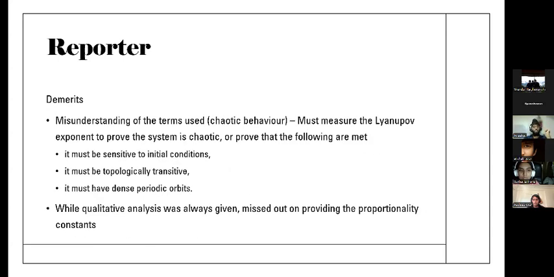Finally, for the reporter, I believe the reporter slightly misunderstands the terms they're using. More specifically, chaotic behavior. They say the system is chaotic, but for any chaotic system, you obviously have to measure the Lyapunov exponent to prove that the system is chaotic, and also you have to prove that the criteria that were provided by Edward Lorenz are correct. That is, it is sensitive to initial conditions. It must be topologically transitive, and it must have dense periodic orbits. The reporter has proved the first one, but has failed to prove the other two. And also, while the qualitative analysis was always given, they missed out on an opportunity to provide proportionality constants.